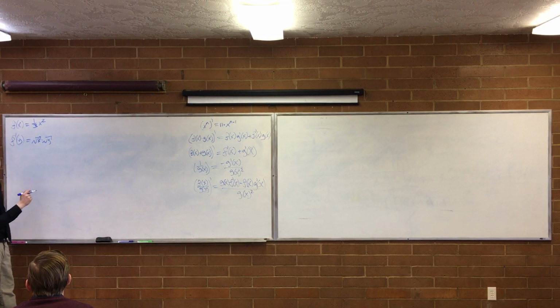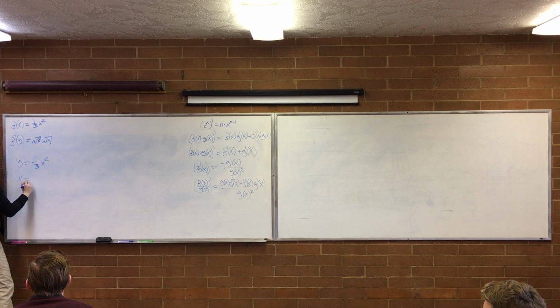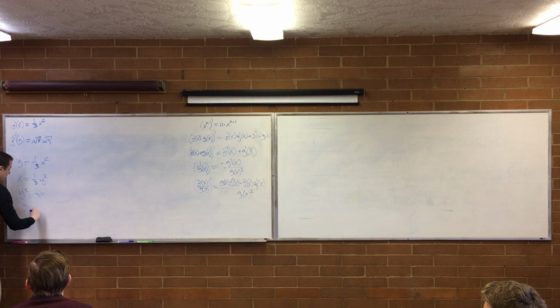Pick a point. Isn't it square root of y squared? So it should just be y. So we'll manually calculate it then. y is equal to 1/3 x squared. Or in other words, x is equal to 1/3 y squared. So y squared is equal to 3x, so y is equal to plus or minus the square root of 3x. That is f inverse.